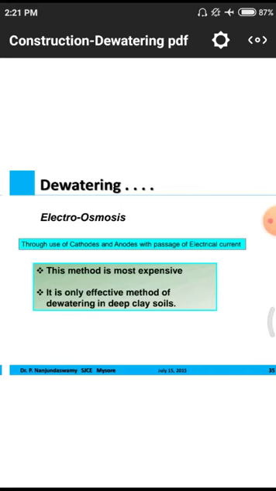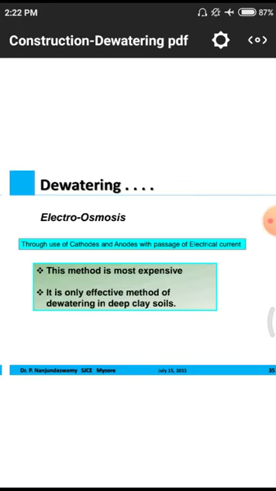The main content in electro osmosis is thorough use of cathodes and anodes. Normally in electrical wires, we observe the cathode and anode, that means a positive symbol and a negative symbol. Positive is denoted with cathode and negative is denoted with anode. Those two are used here with passage of electric current. That means we are injecting or passing a current into the soil.